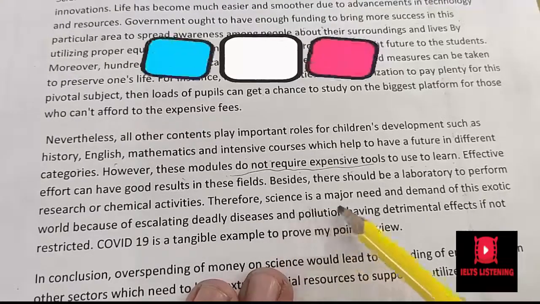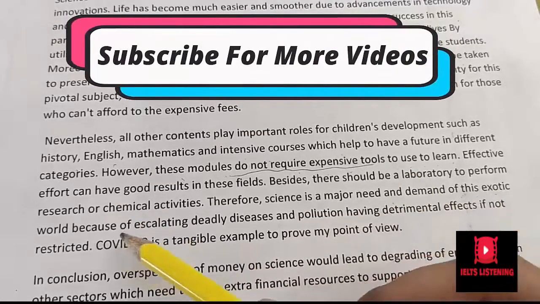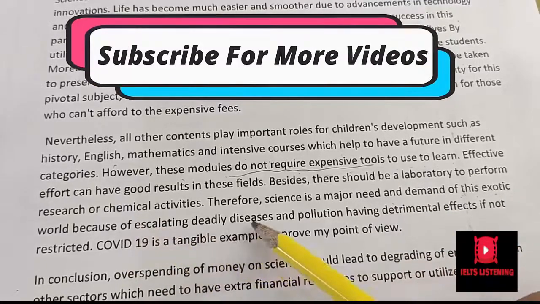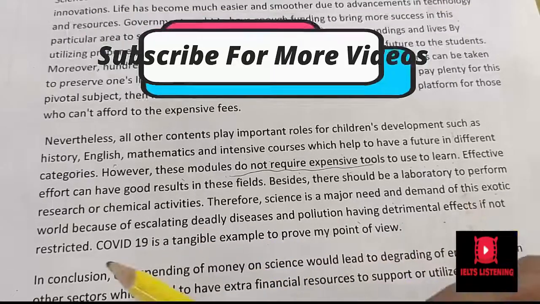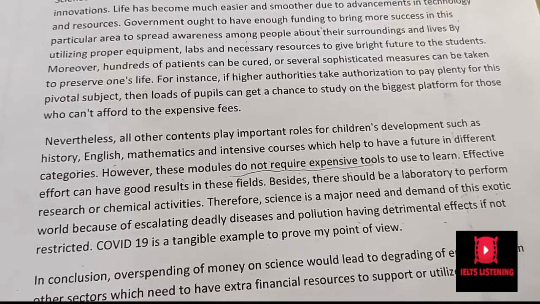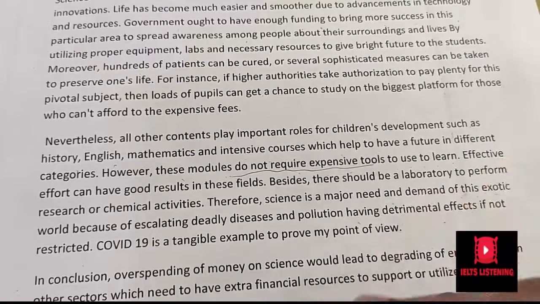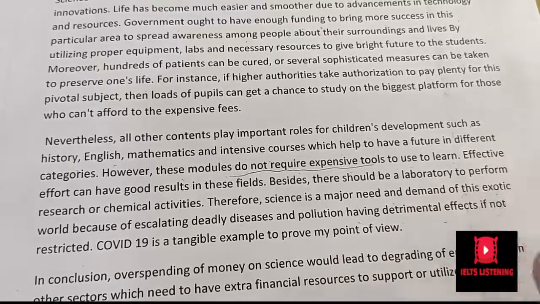So therefore, science is a major need and demand of this exotic world, because of accelerating deadly diseases and pollution having detrimental effect if not restricted. Science is a major need, and I think government has to pay more money to the students who want to study science, because some of them can't afford it, so they can preserve themselves and others from deadly diseases.